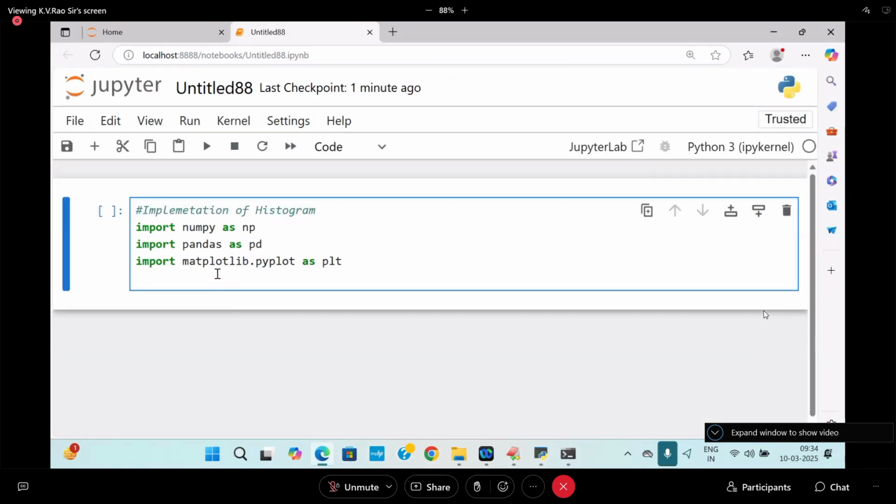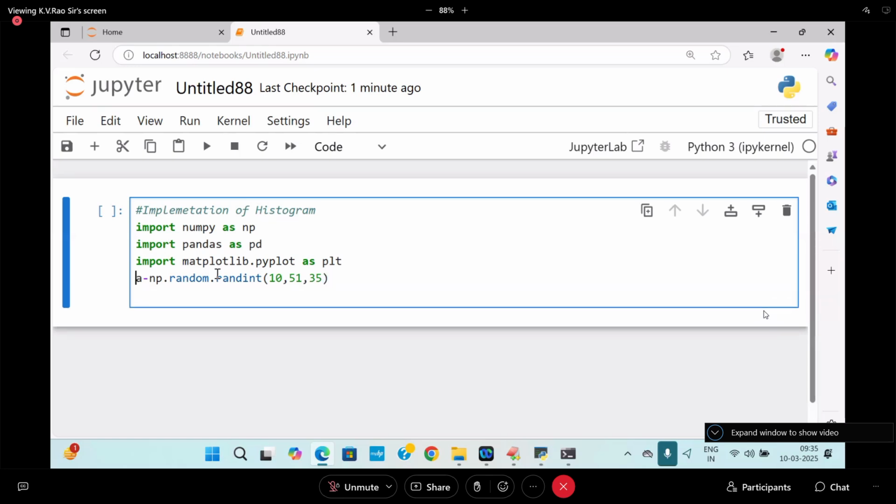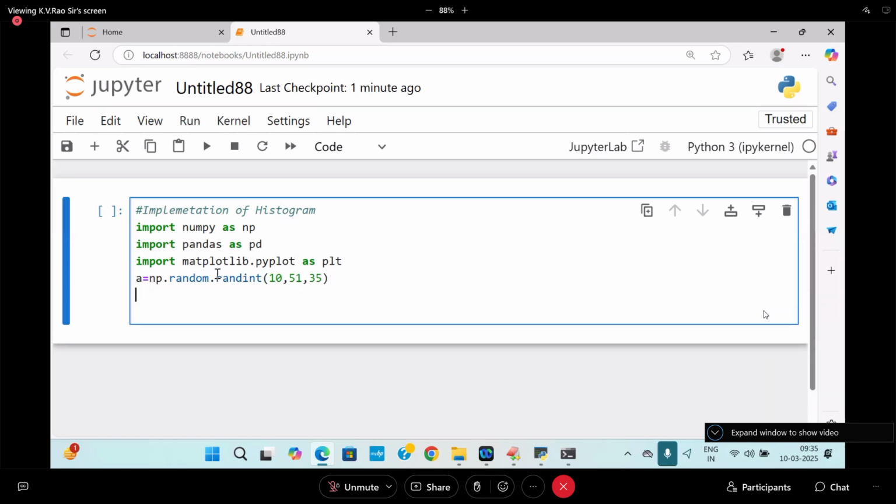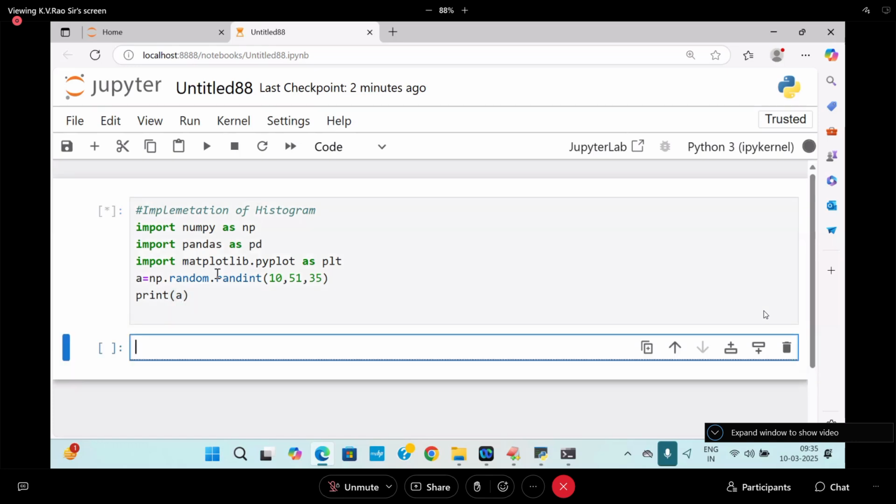Here I will write: a is equal to np.random.randint(10, 51), size of 35. I am taking 35, so you can take 40 also, no problem. Now which data will I take? A, I got it. Print of a, you want to print. So you'll be getting the data.